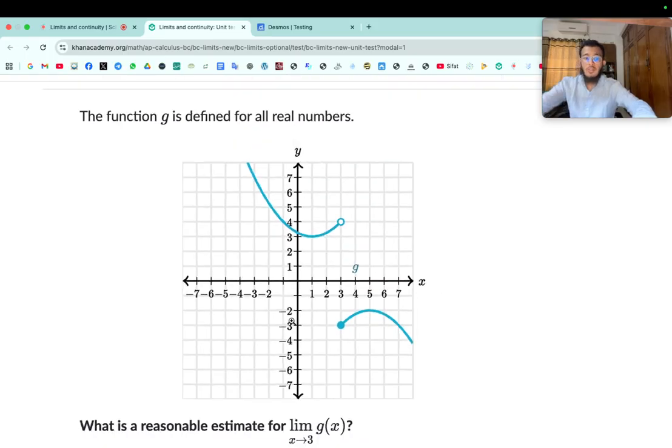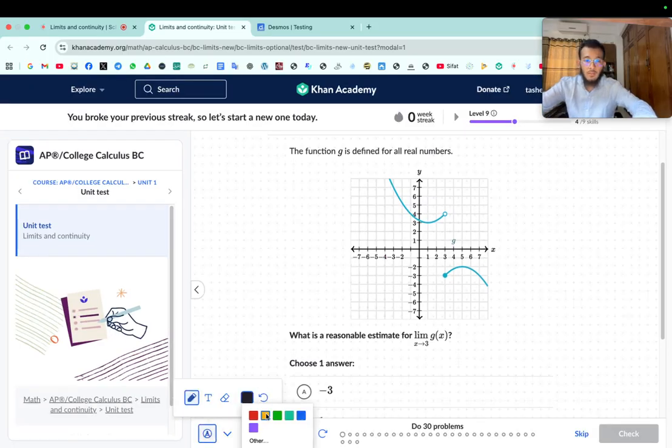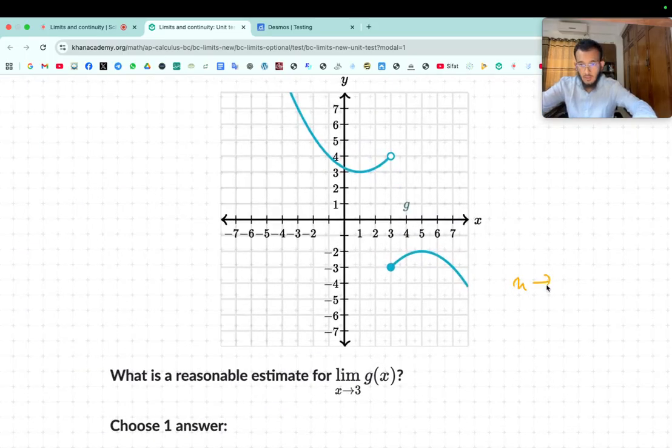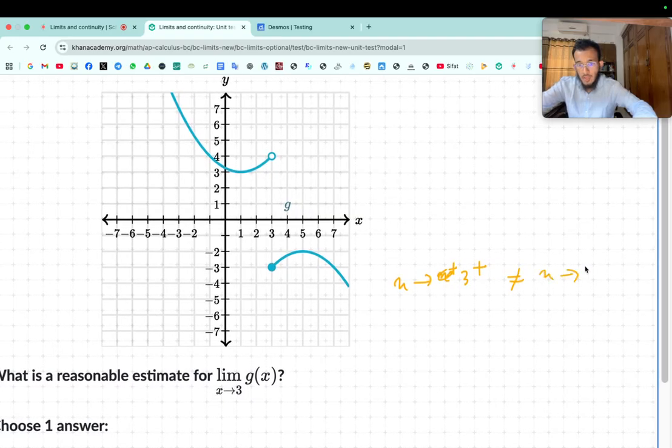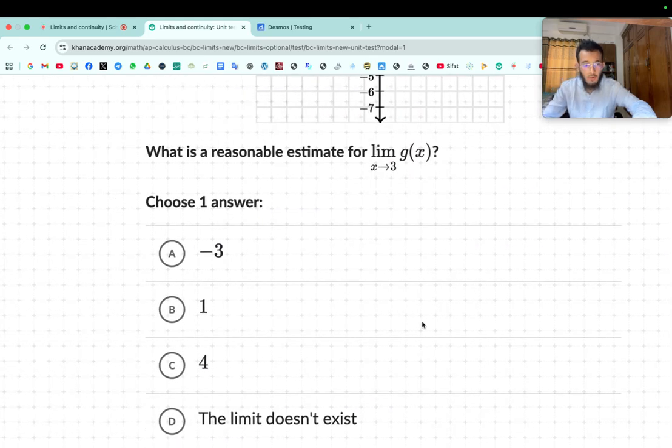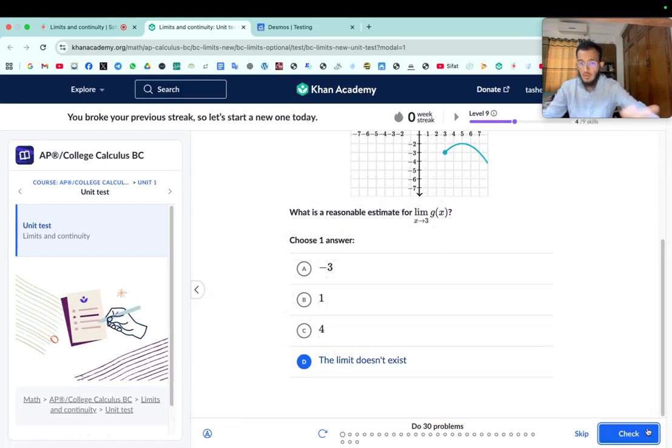negative 3. Now, the issue is the limit as x tends to 3 from the positive side is not equal to the limit as x tends to 3 from the negative side, and therefore we can't say that the limit exists. So the limit doesn't exist.